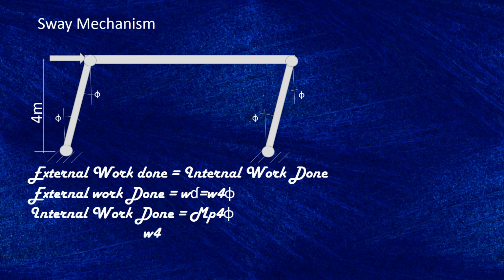If we equate the external work done into the internal work done, which is W times D, the distance is 4 meters times theta. The internal work done is from 4 hinges that cause rotation by theta and form MP. So MP times theta for 1 hinge, for the 4, MP for theta. When we equate that, we get W is equal to MP.